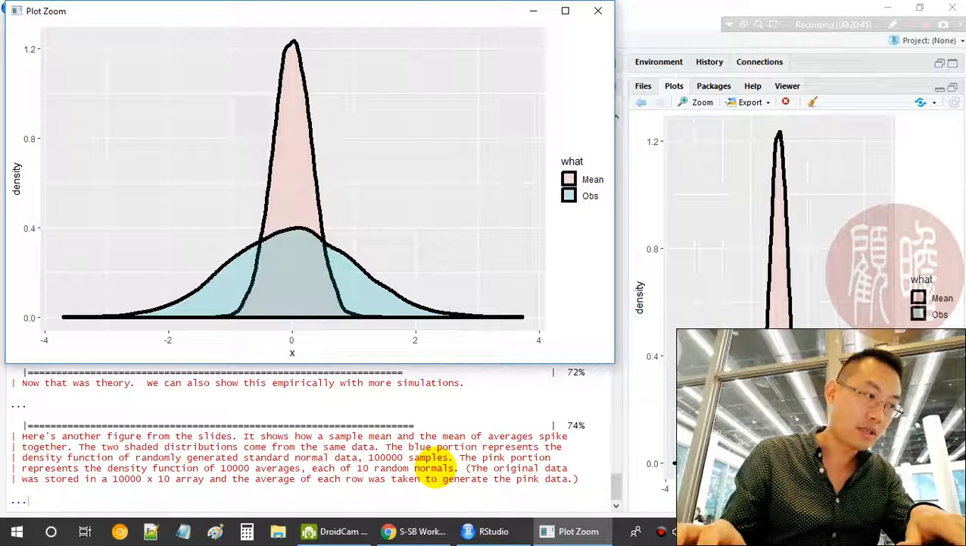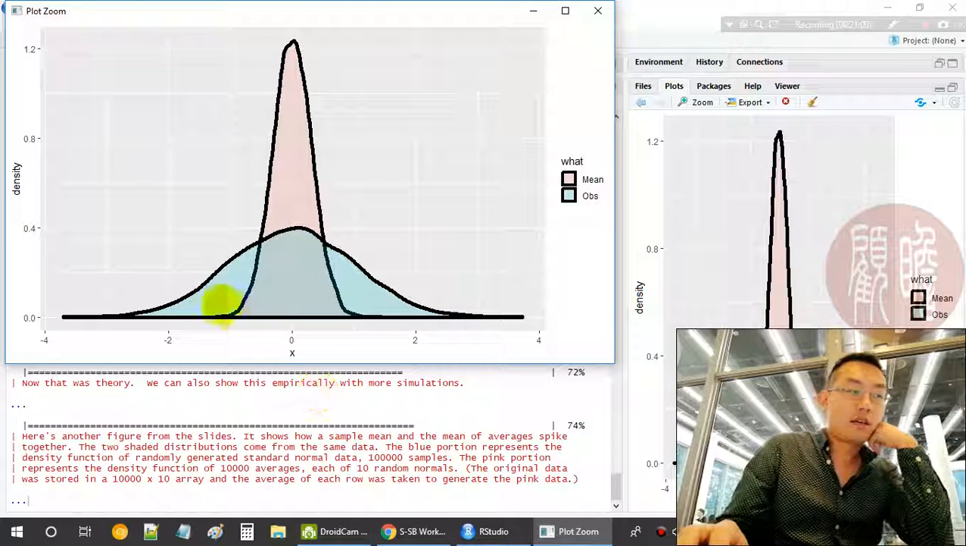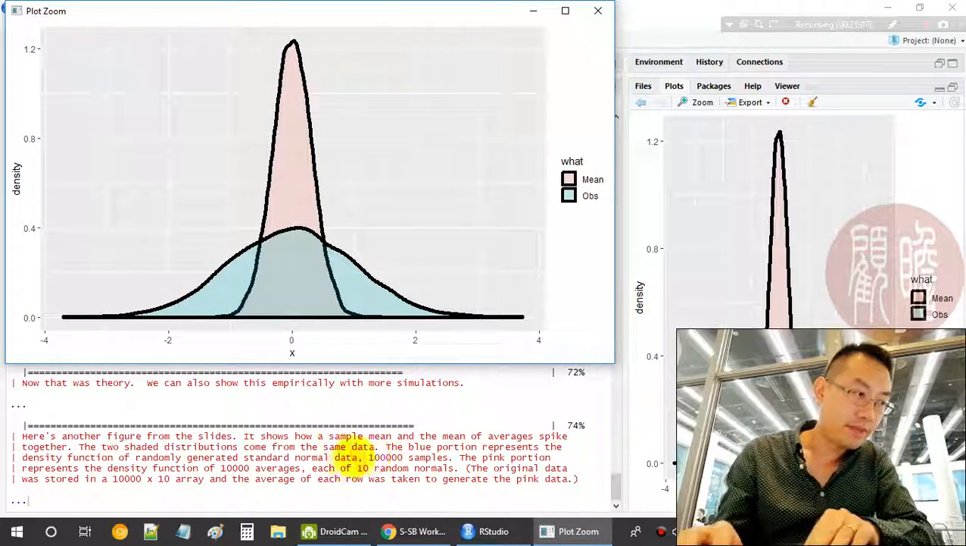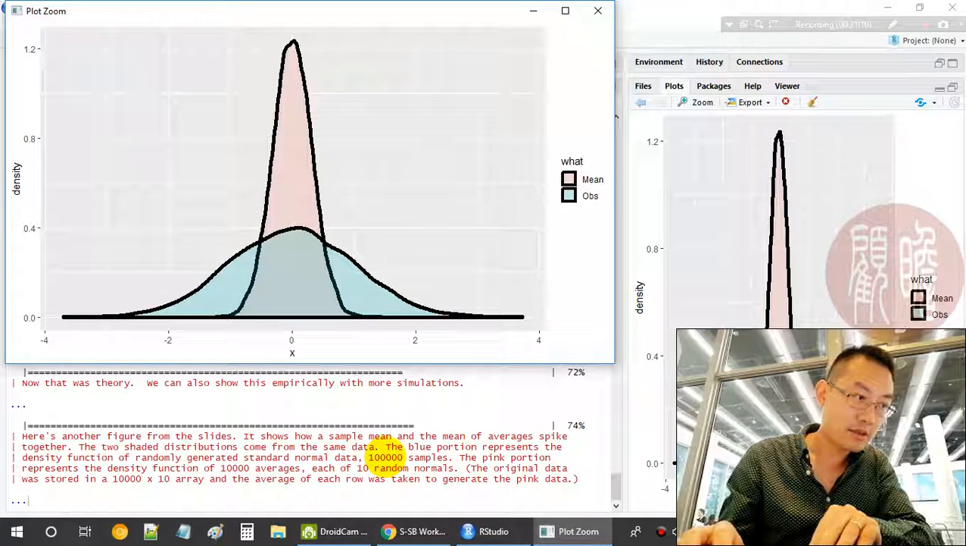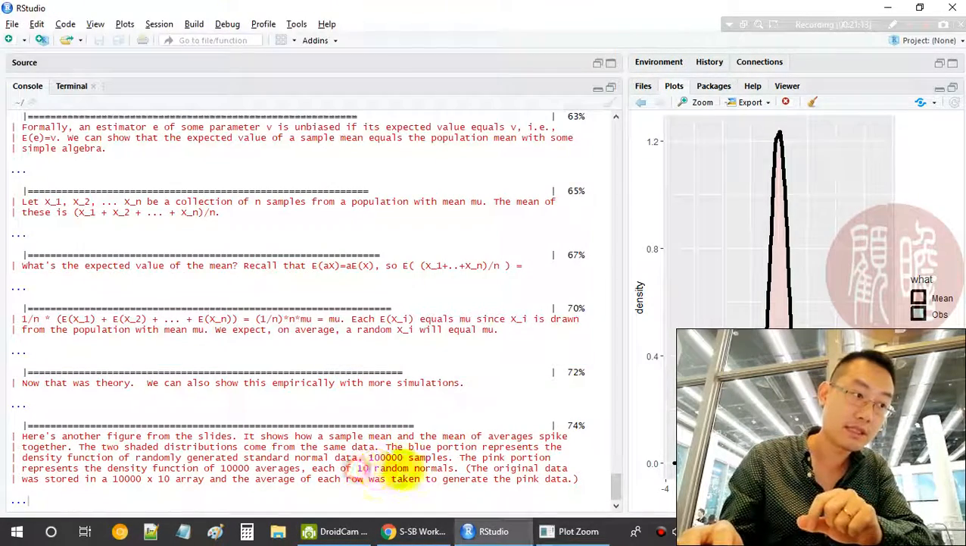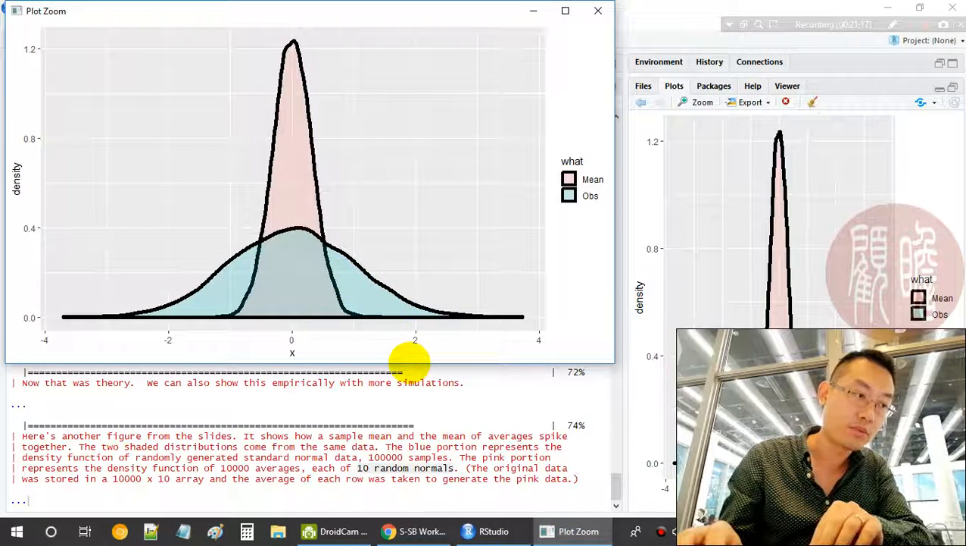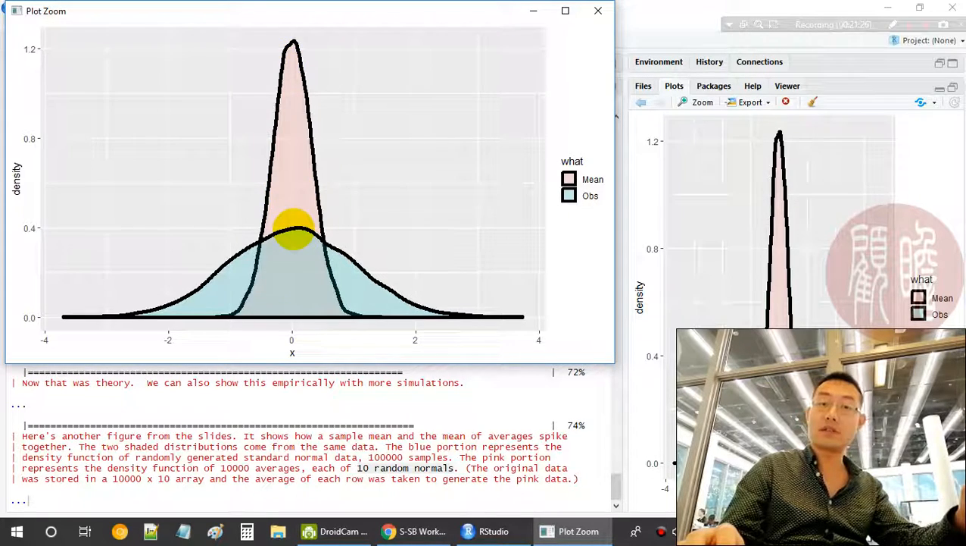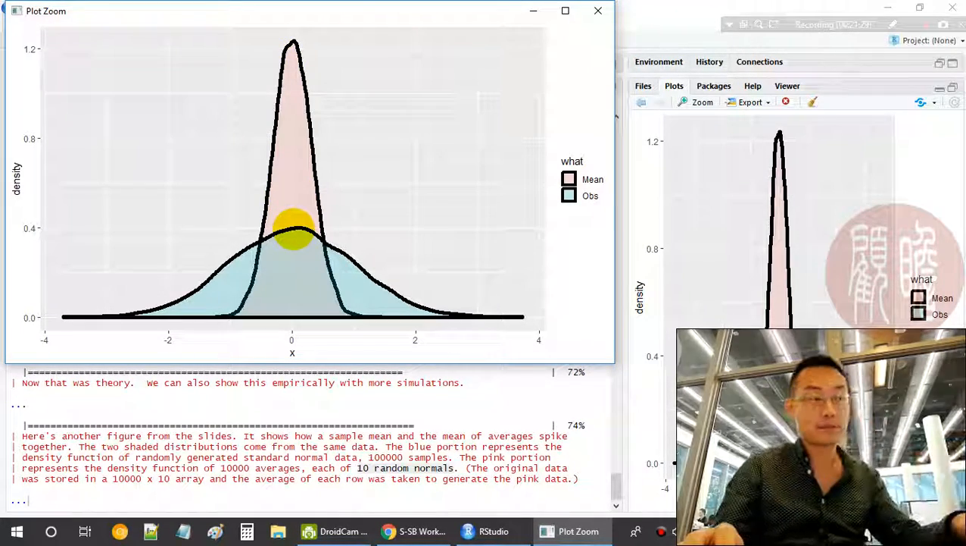The original data was stored in a 1000 times 10 array, and the average of each row was taken to generate the pink data. So the blue color is the population, the original data. Then we continuously draw small samples. We draw 100,000 samples. Each sample contains 10 numbers from the blue data. Then we calculate the mean of the sample means, and it is also the same as the mean of the population, the blue color's mean.